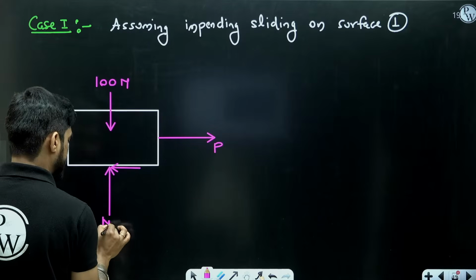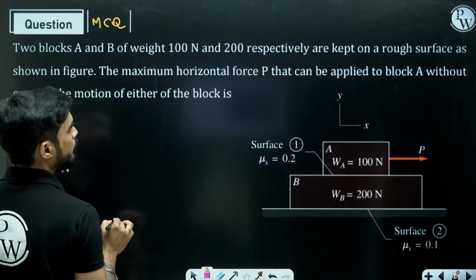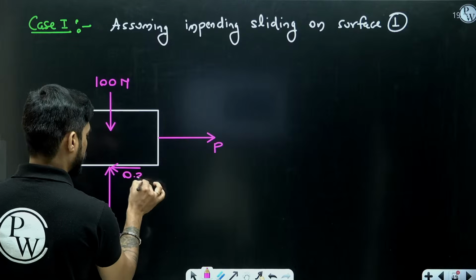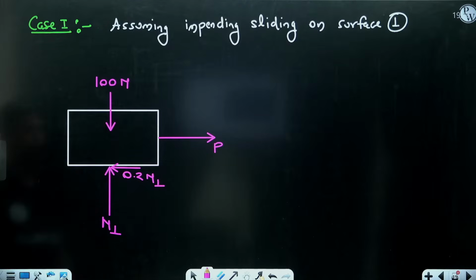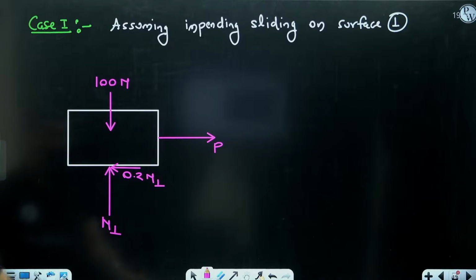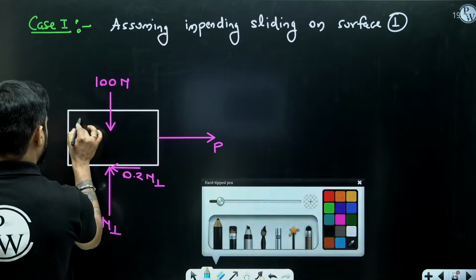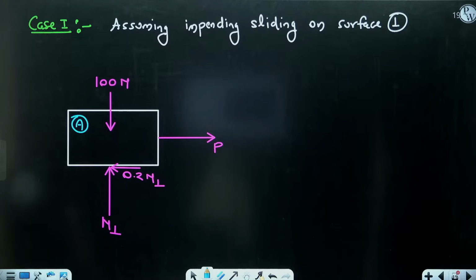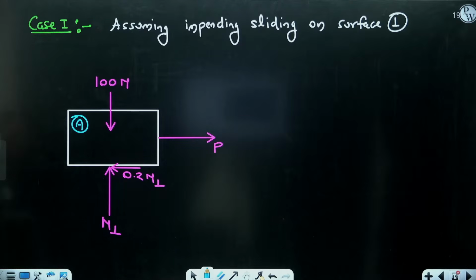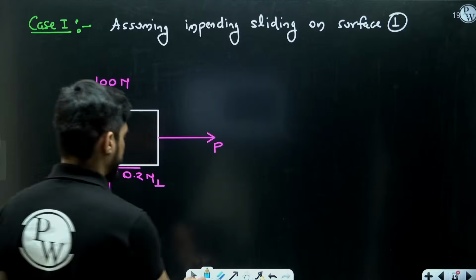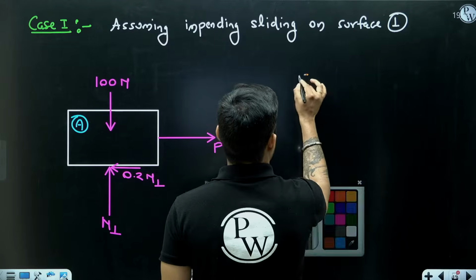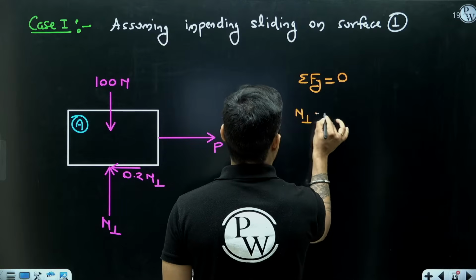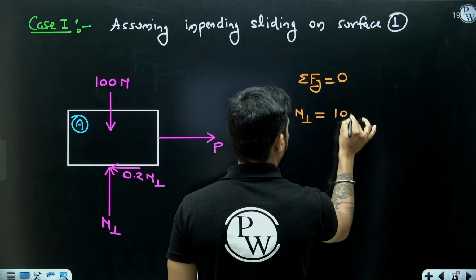Let me call this N1, and this will be mu into N1. Mu at surface number 1 is 0.2. I hope that this free body diagram is clear to you. So what we are going to do is find the value of P in this. Summation of Fy equal to 0 will give you N1 equal to 100 Newton.